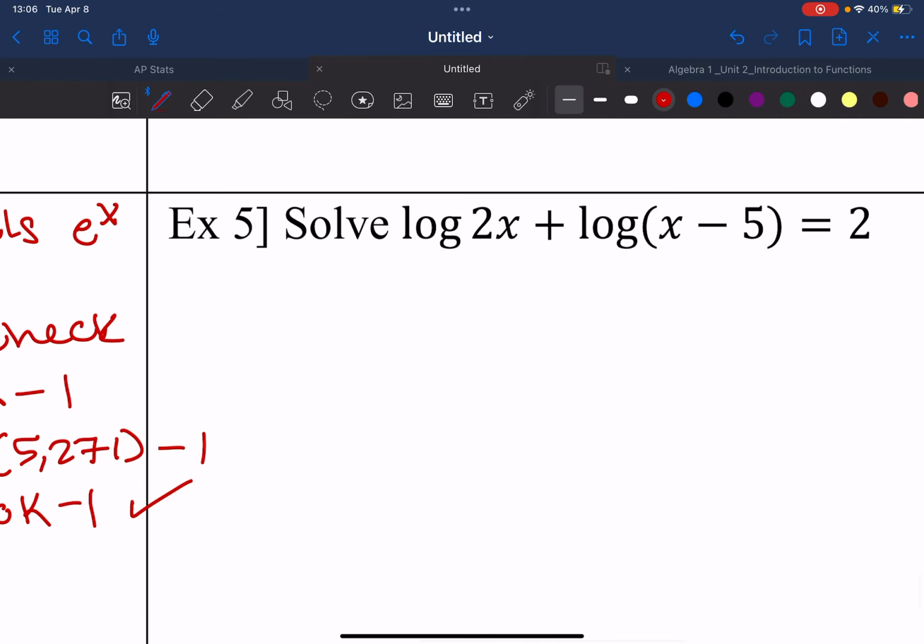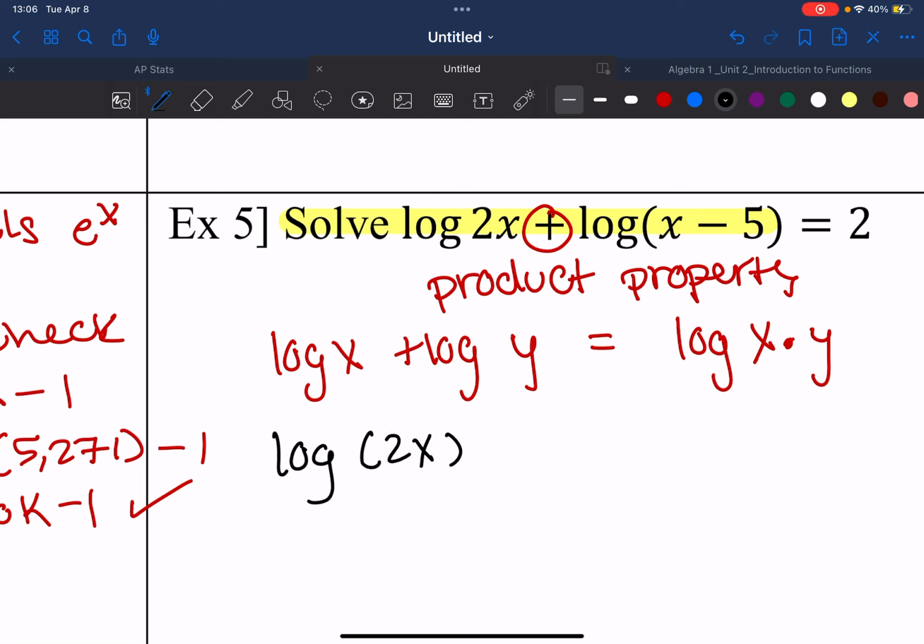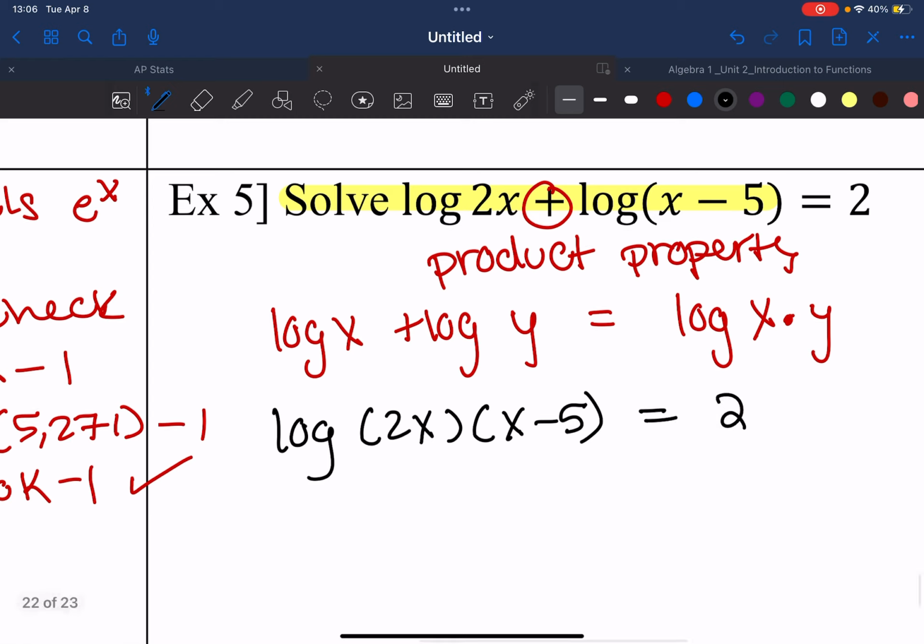Okay, number 5, notice how we have 2 logs on the same side. So we need to condense this using the property of logs. Well, since this is being added, we know that this is the product property. Remember, the product property states that if we have log of x plus log of y, that's the same as saying log of x times y. So I can rewrite this as log of 2x times x minus 5 is equal to 2. And remember, if I don't see a base, I know my base is 10.